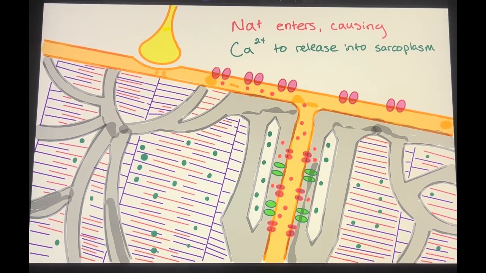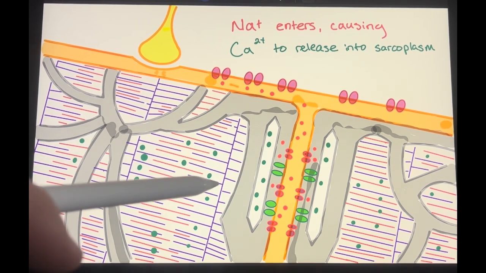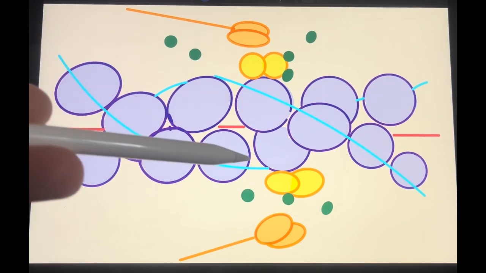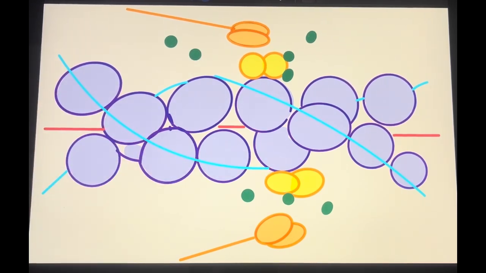The action potential is carried through the T-tubules, where it triggers a release of calcium from the terminal cisternae of the sarcoplasmic reticulum. Calcium binds to troponin, which shifts tropomyosin off the active binding sites on the actin. So the tropomyosin are these blue lines here, and troponin are the yellow little heads here on the actin, which are these purple circles here.